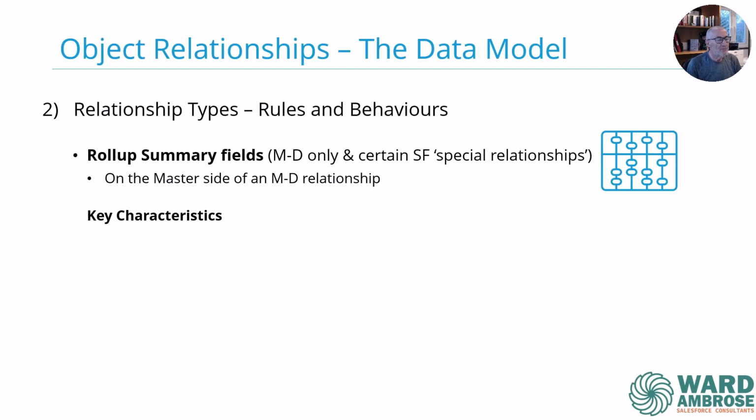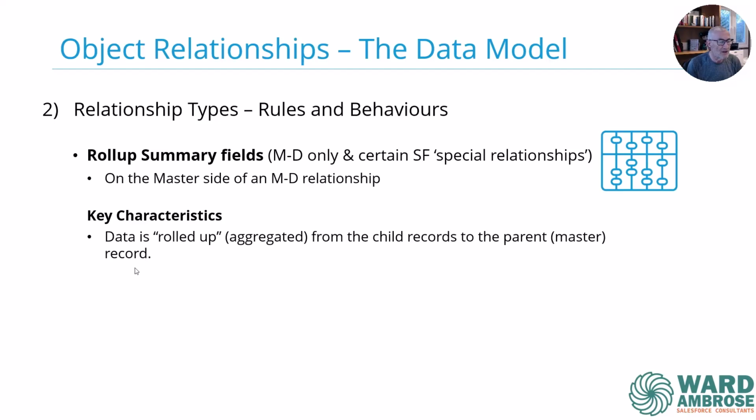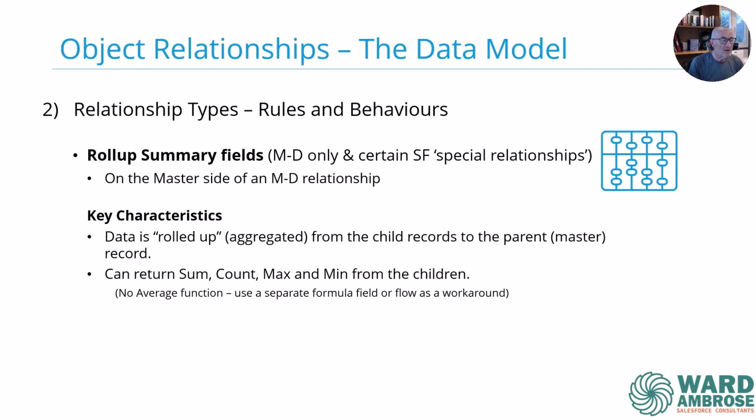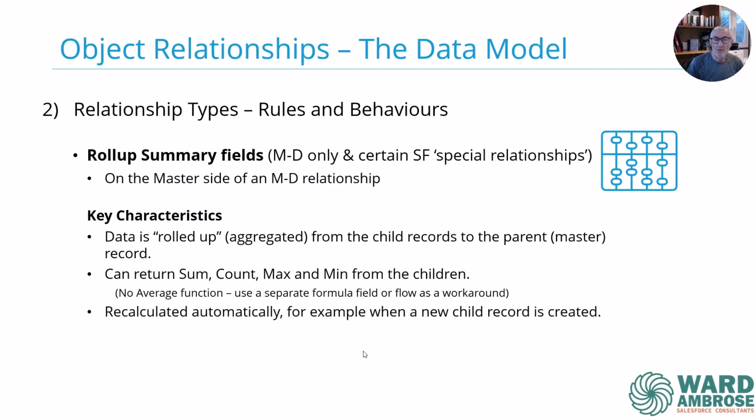Key characteristics of roll-up summary fields: the data is rolled up, in other words aggregated, from the children up to the master. The aggregation can take the form of summing, counting, evaluating the maximum in a range of numbers or the minimum in a range of numbers of the children. Note that there isn't an average function. Roll-up summary fields are recalculated automatically. So for example, if a new child record is created that introduces new relevant data, then of course we would want the roll-up summary to change accordingly.